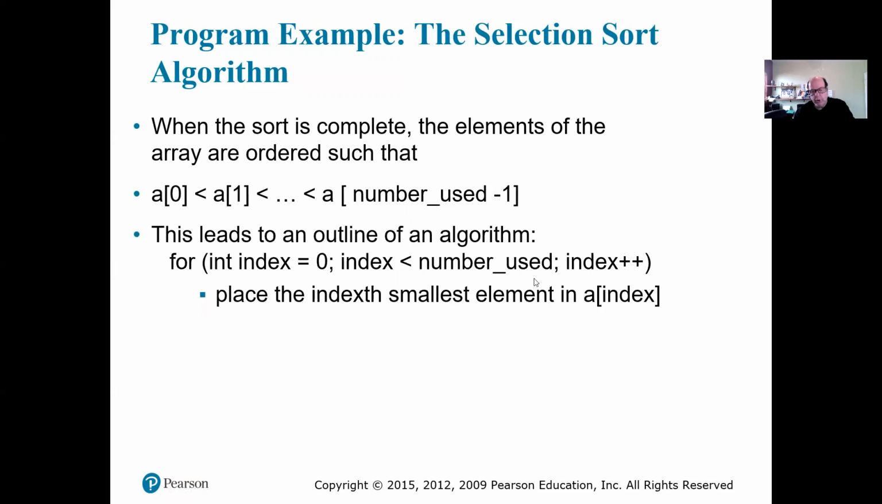So we're going to go through the whole array. We're going to find the smallest element in our array, and we're going to put it in the first position. So we start with index 0. We're going to find the smallest one and put it in index 0. Then we go to the next one, and so on.